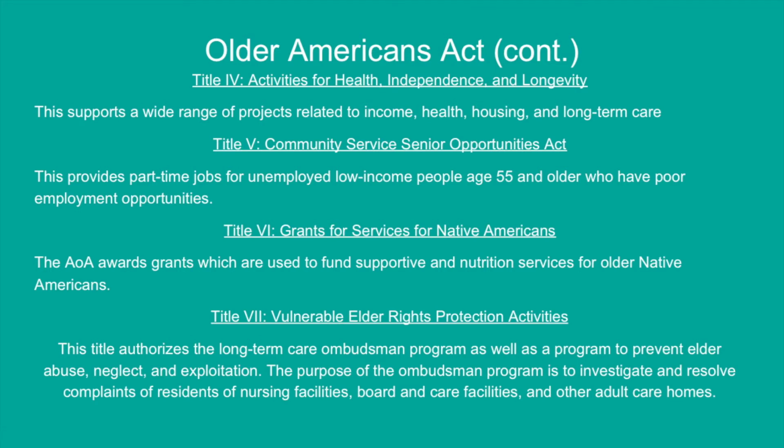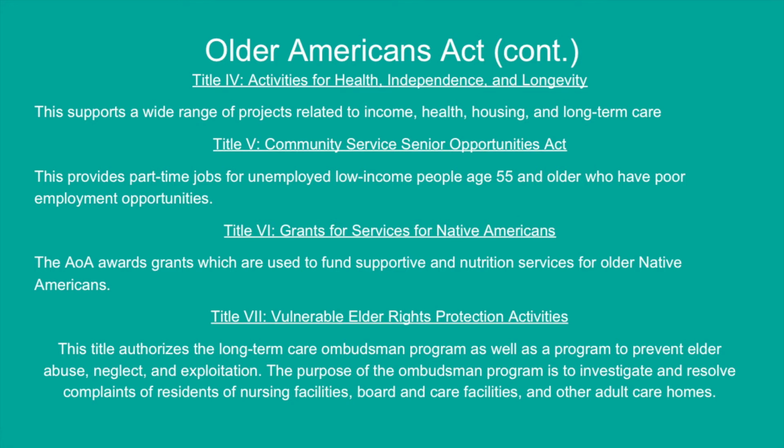Title IV is the Activities for Health, Independence, and Longevity, which basically supports a wide range of projects related to income, health, housing, and long-term care. Then Title V is the Community Service Senior Opportunities Act, which basically helps anybody over the age of 55 with poor employment opportunities to find a job.